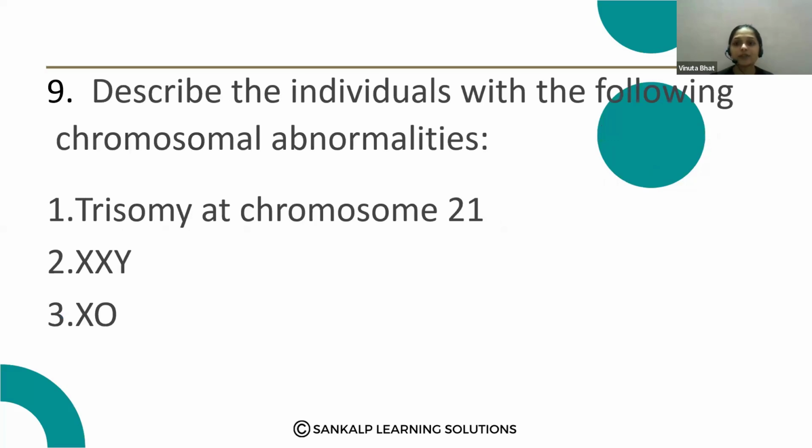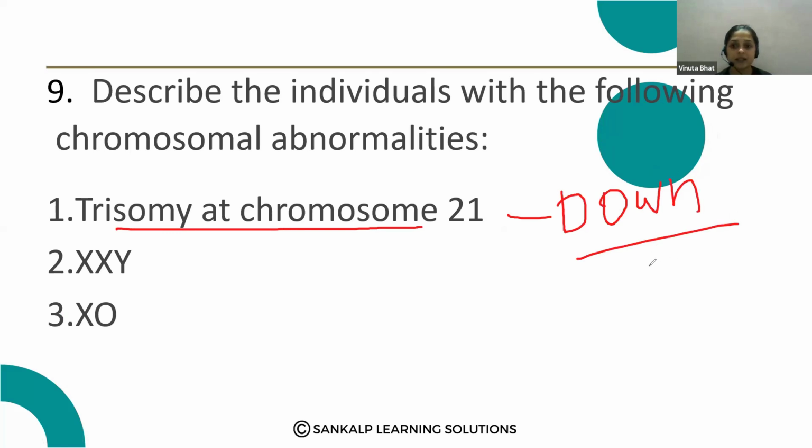Describe the individual with the following chromosomal abnormalities. Here, trisomy of the 21st chromosome, that is Down syndrome. We studied this disease, we studied its characteristics. Down syndrome.